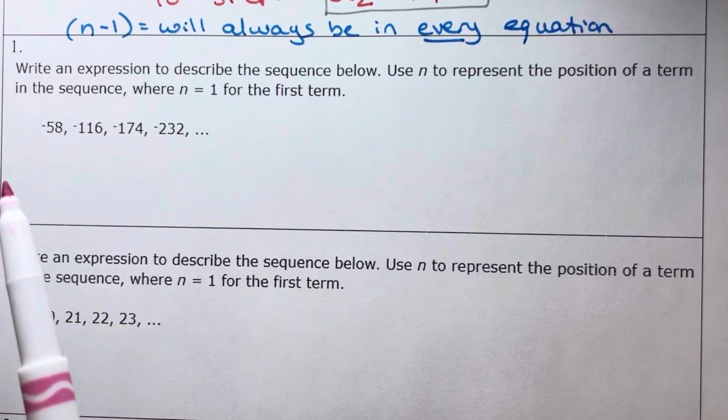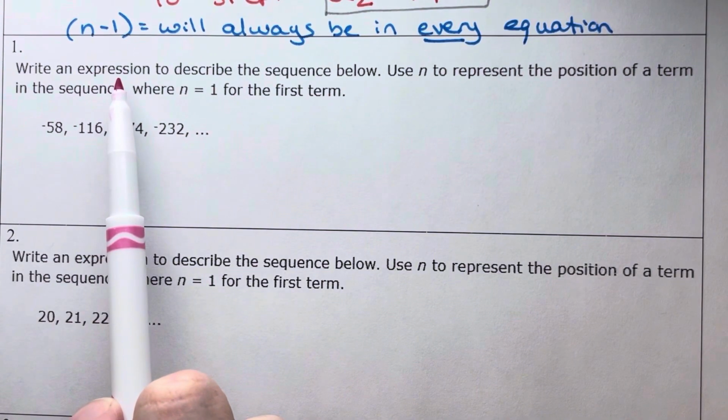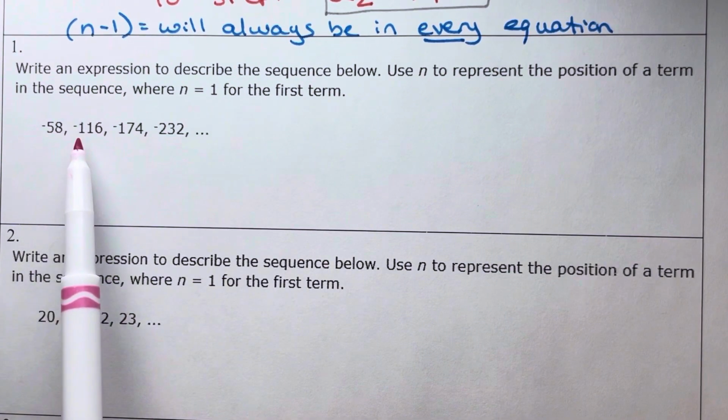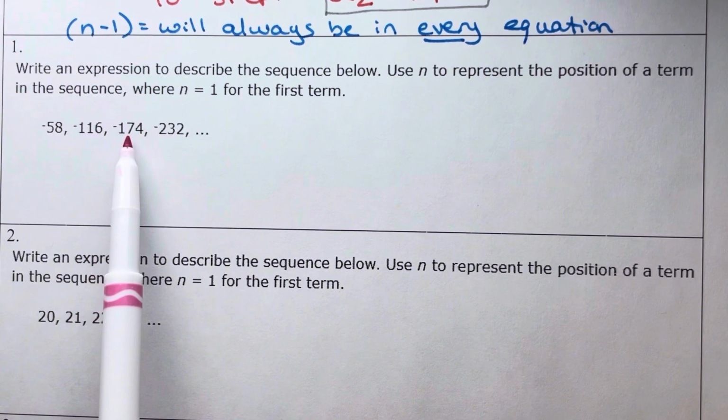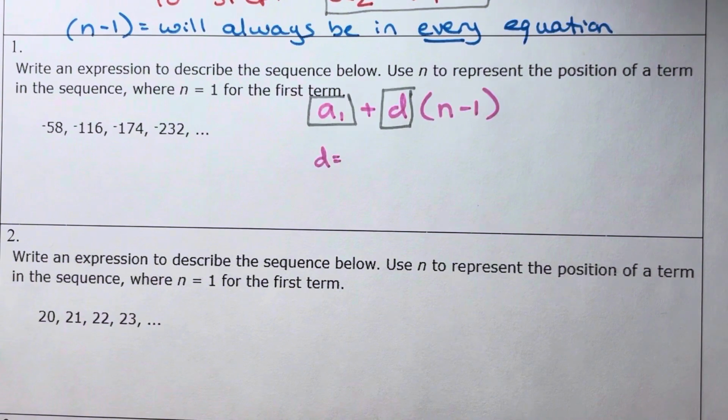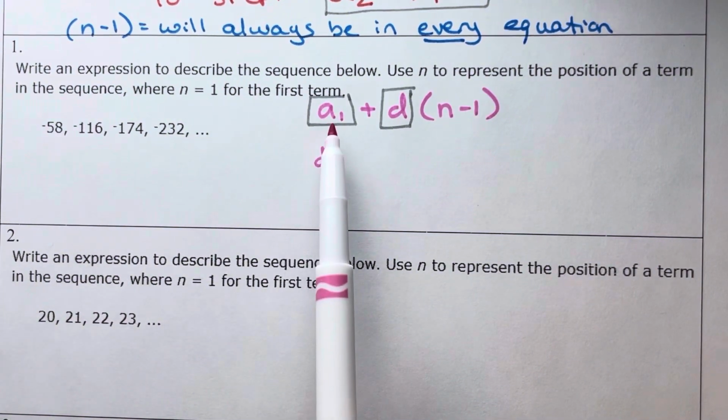Let's look at example 1, where we are going to write an expression to describe the sequence below of -58, -116, -174, and -232. So we know from the description in the introduction that we need the value of a sub 1 and d.